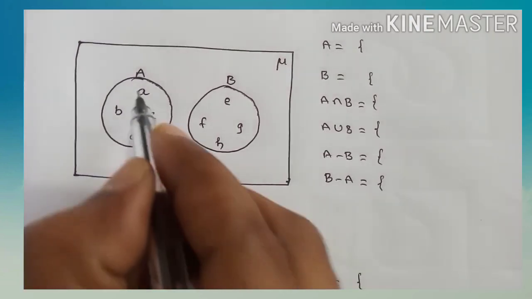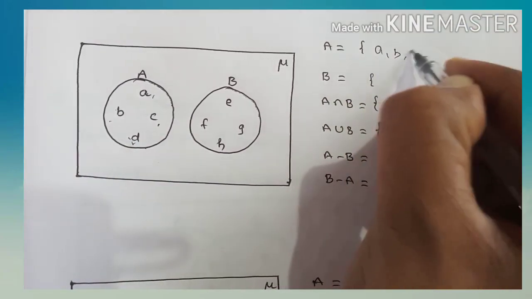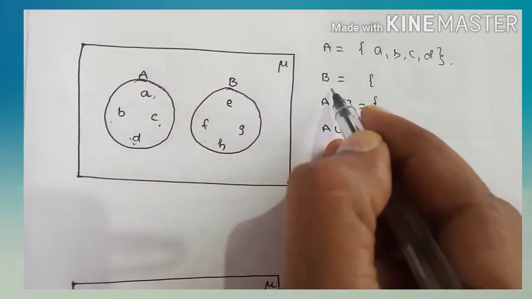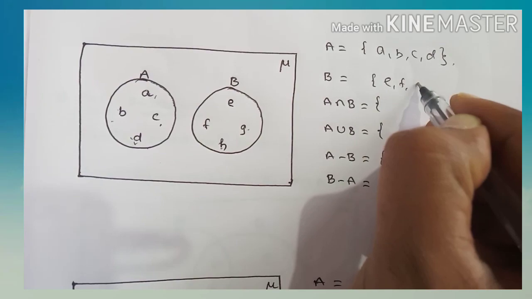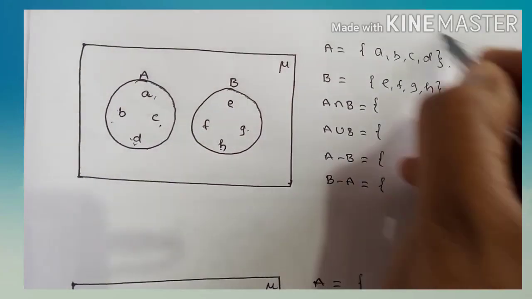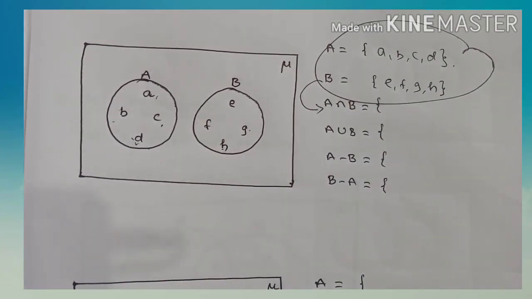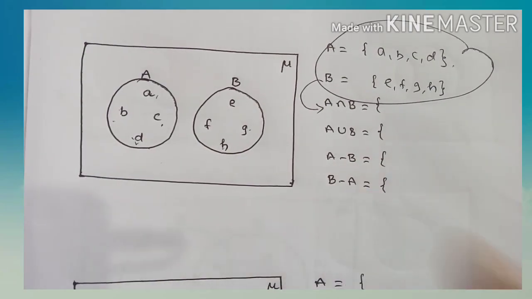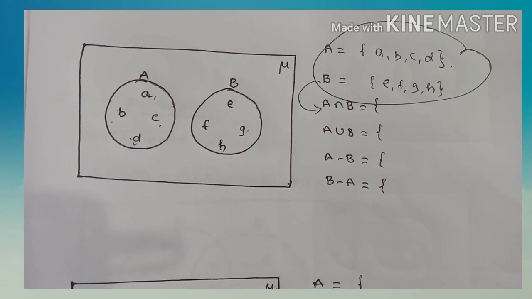A is equal to, what are the elements in set A? A, B, C, D. What are the elements in set B? E, F, G, H. If we know these two, we can calculate in an easy manner A intersection B, A union B, A minus B and B minus A. Without using this diagram also we can solve it.